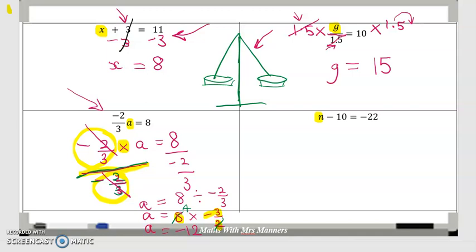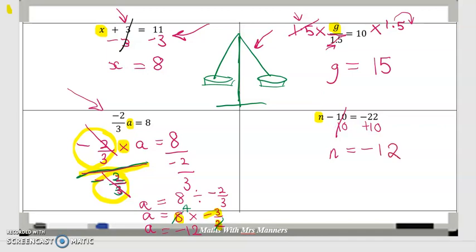Last question. I want to get the n by itself. So I've got to do an inverse operation here of this subtract 10. So the opposite of subtracting 10 would be to add 10. Because I want to keep my equation balanced, I will add it to both sides. I know that minus 10 plus 10 will give me 0. So a single line through that. And I know that now I'm left with n. And on the right-hand side, minus 22 plus 10 is minus 12.